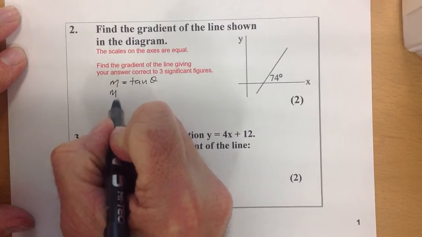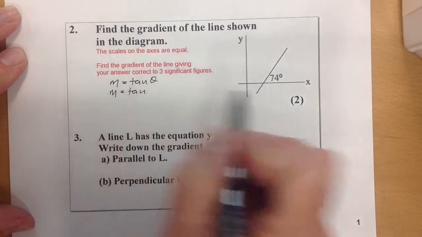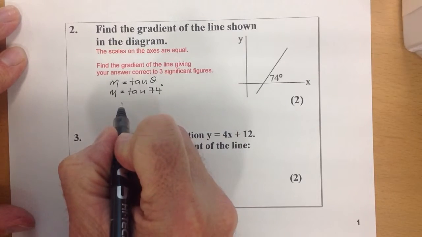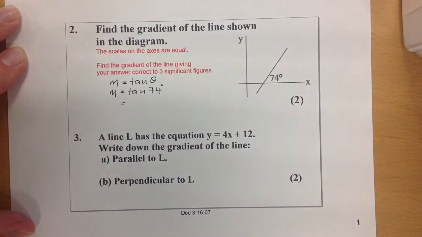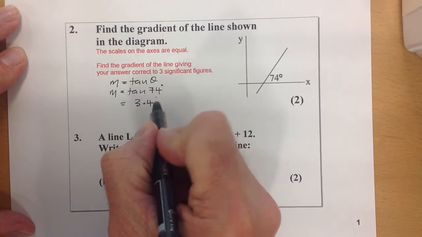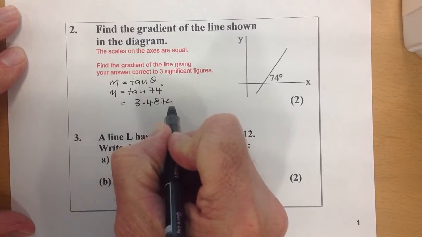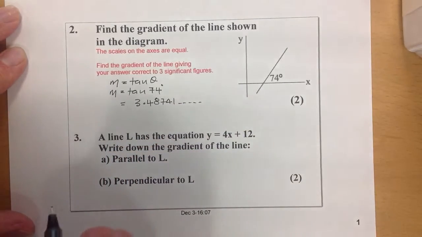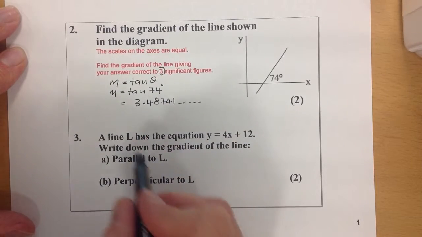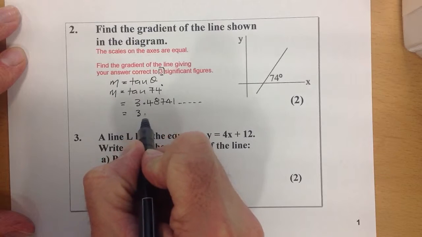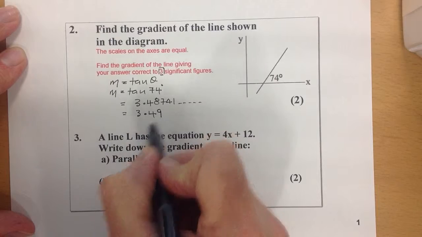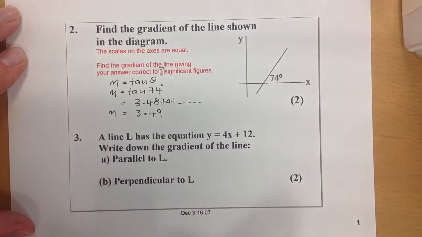I'm going to then substitute in the value of the angle, and the angle is 74 degrees. So I'll put in 74 degrees in here. What I'll do is type that onto my calculator, and what I should come out with is 3.48741 and some digits beyond that. I've been asked to write my answer to 3 significant figures, so I'm going to go for 3.4, and cutting the number there gives me a 9. Okay, so my gradient is equal to 3.49.